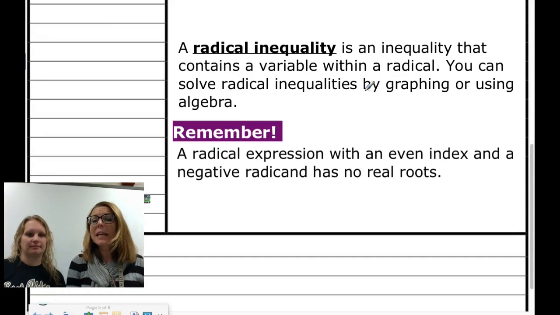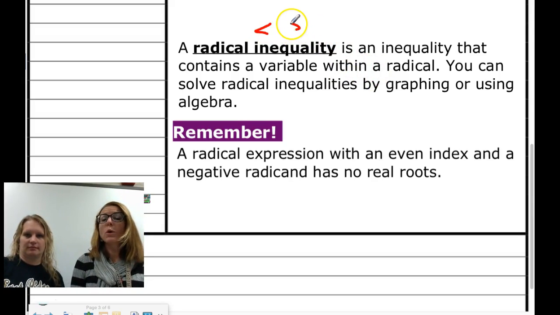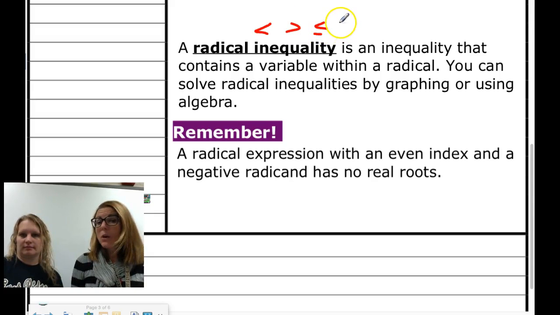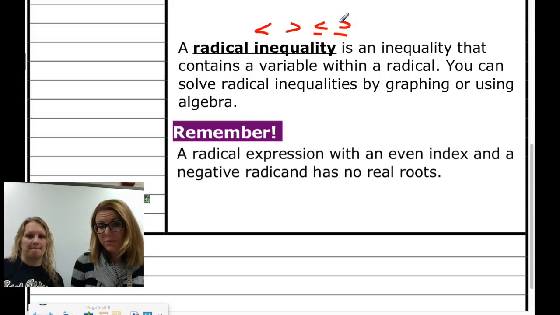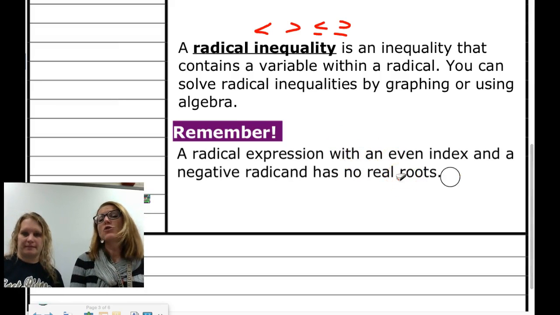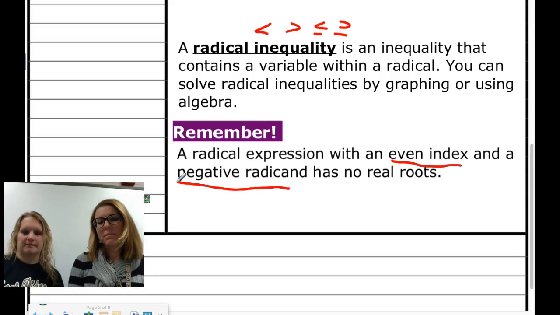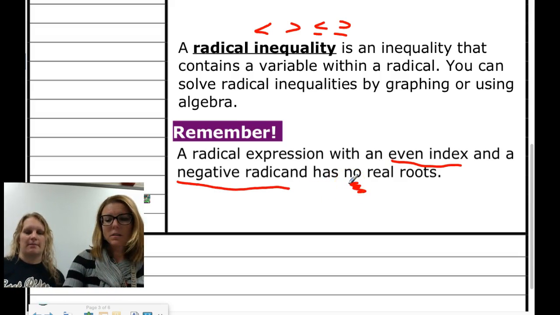If you have a radical inequality, it's an inequality that contains a variable within a radical, and instead of an equal sign, you're using an inequality. We're going to solve them algebraically. And remember, a radical expression with an even index, 2, 4, 6, 8, and a negative radicand, that means the number under the radical, has no real roots. So even index and negative radicand, no roots.